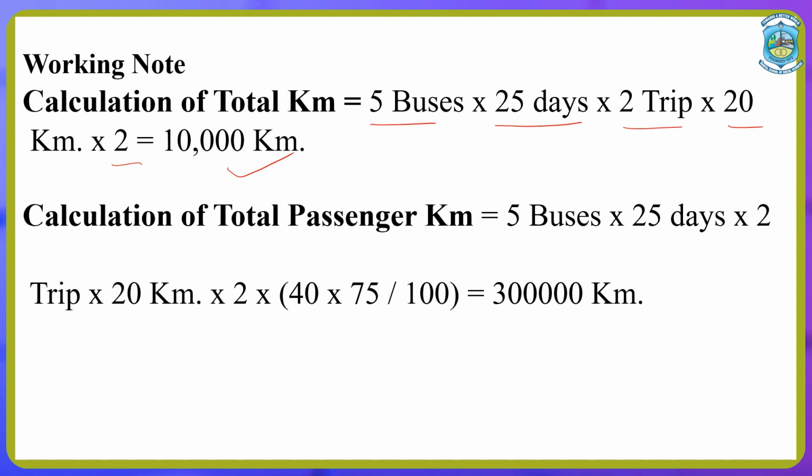Now we have to calculate total passenger kilometers, meaning the 10,000 kilometers multiplied by the capacity of the bus. 5 buses multiplied by 25 days, 2 trips taken, 20 kilometers distance covered, 2 times, and capacity was 40, but usually 75% passengers were travelling. So the calculation of these will be 3 lakh passenger kilometers.